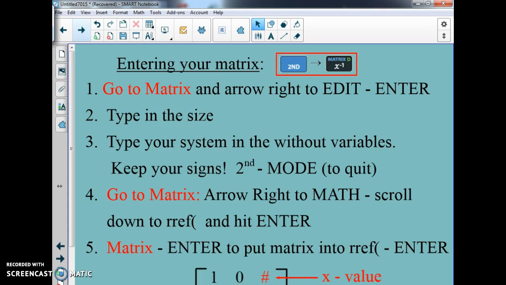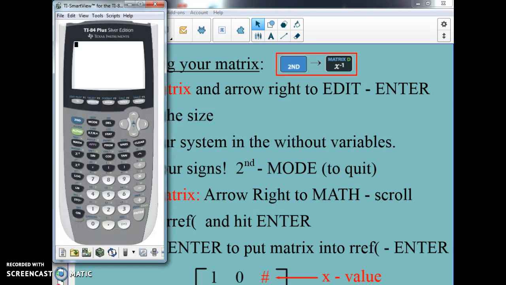All right, so our steps for entering your matrix. The first thing we're going to do is open up our calculator. I bring that up here. And I'm always going to start by hitting second and then the matrix button. The matrix button is our x to the power of -1. If you'll see here, I'll even highlight where it says matrix.